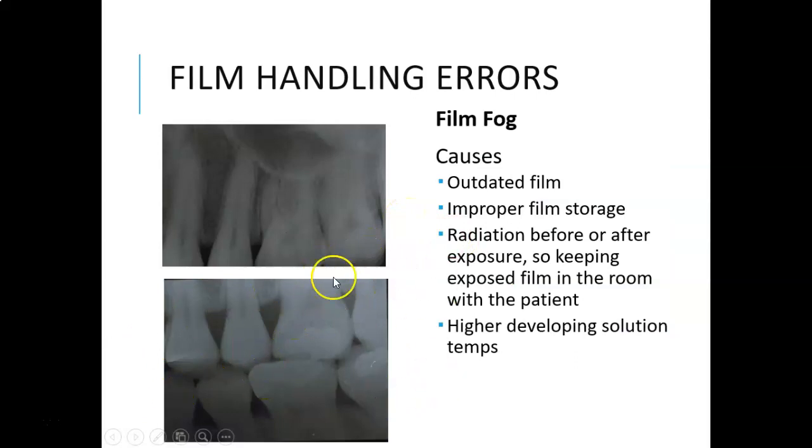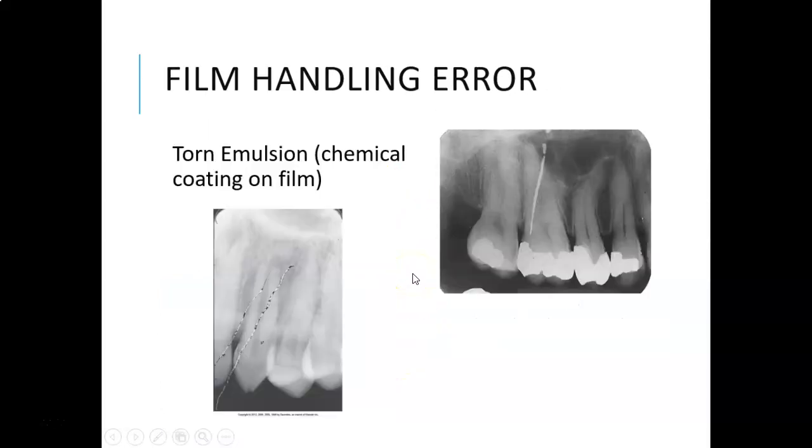And then an overall fogginess of the film: outdated film, maybe it's really old, or improper film storage, maybe it was stored somewhere where the temperature affected it, or there was a lot of light. Radiation before or after exposure, so keeping exposed film in a room with the patient. If the film is out where the X-ray photons are flying around, then it might actually affect the film. So they need to be put away behind something that the radiation doesn't get through until it's ready to use the films. Higher developing solution temperature, so if stuff is too warm, it can cause this effect.